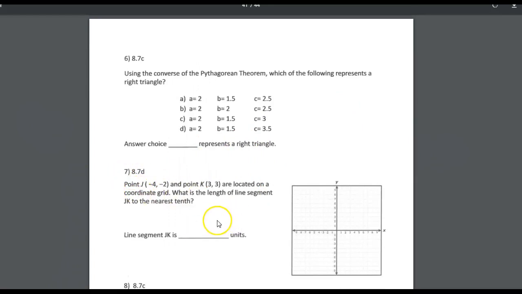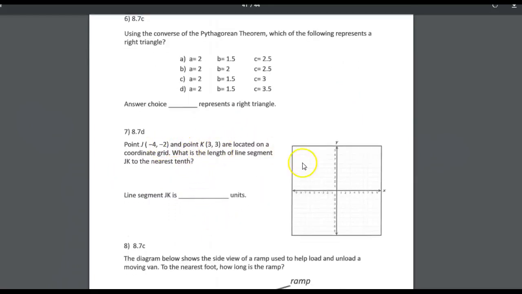Number 7, same thing. You have these 2 points, and what is the length of the line segment to the nearest tenth? So we need to plot these points. You have -4 and -2, and then you have 3 and 3. So we need to count down here. We've got 1, 2, 3.